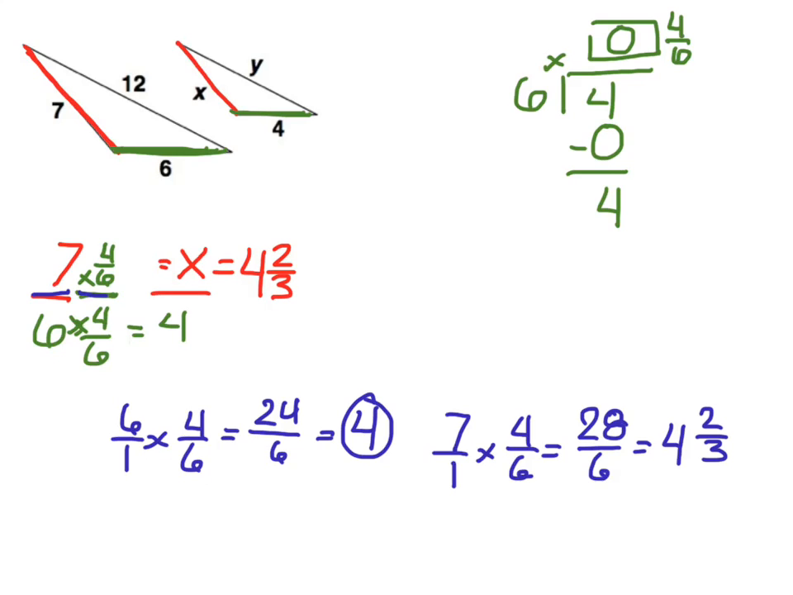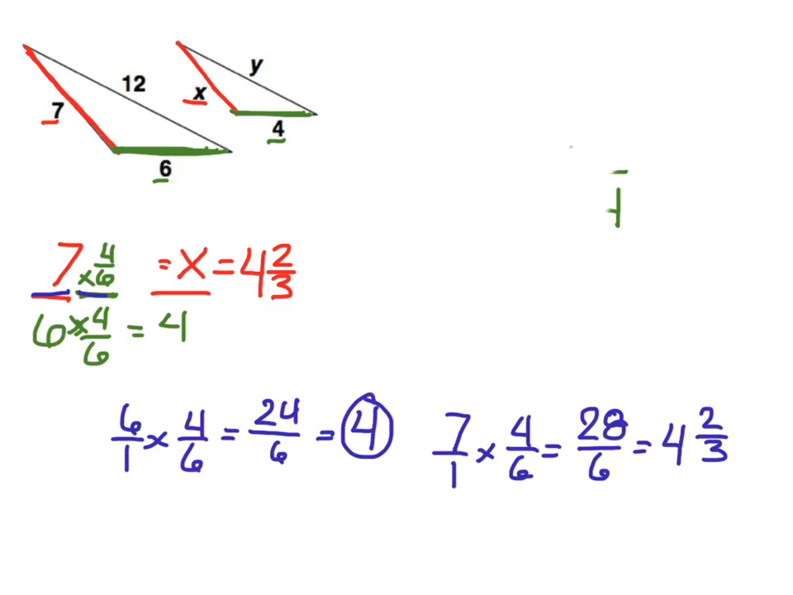Now let's just do a little check on this, right? If 6 turns into 4, right? Let me get the green pen. 6 turns into 4. Think about 7. It's just a little bit bigger than 6. Turns into 4 2/3, which is just a little bit bigger than 4. So that seems about right. That seems reasonable. All right, now let's see if we can figure out why.